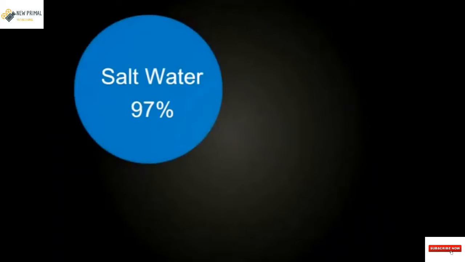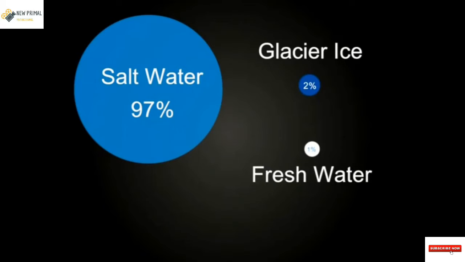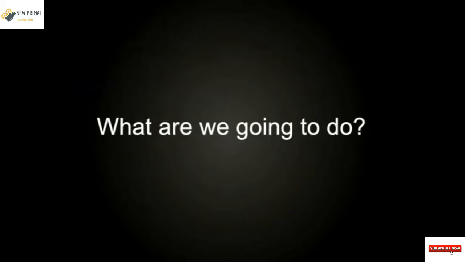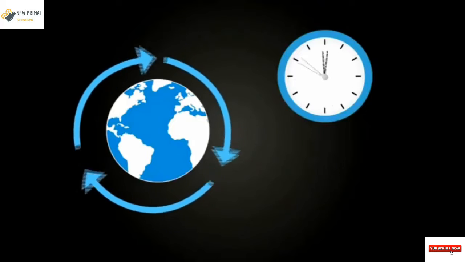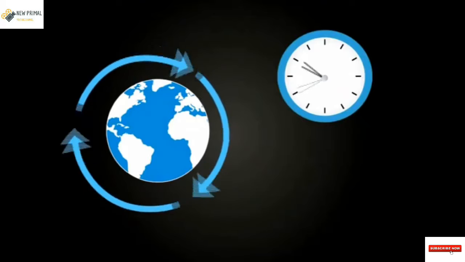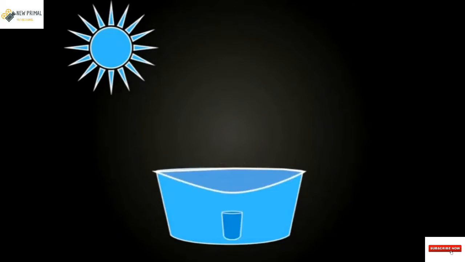97% of Earth's water is salt water. 2% of Earth's water is glacier ice. 1% of Earth's water is fresh water. So, what are we going to do? Desalinate. Desalination has been available for thousands of years. People used desalination when there was no fresh water available.